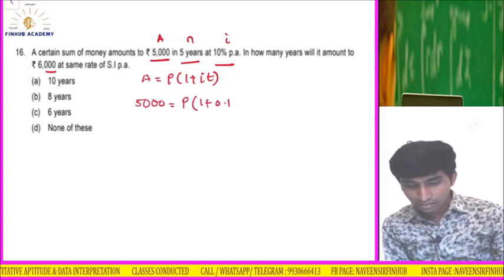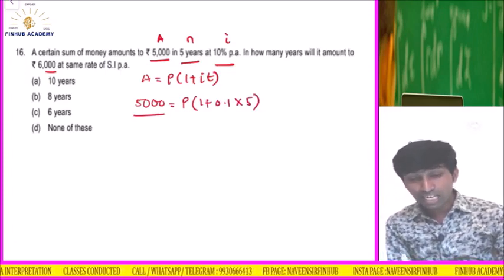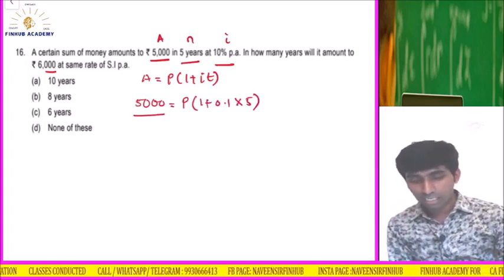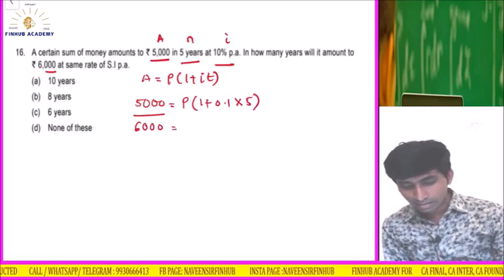Ti in the first year is 5, so 0.1 into 5. I will take the ratio. Remember what I will take? 6000 is the next amount at the same rate. Okay, at the same rate.